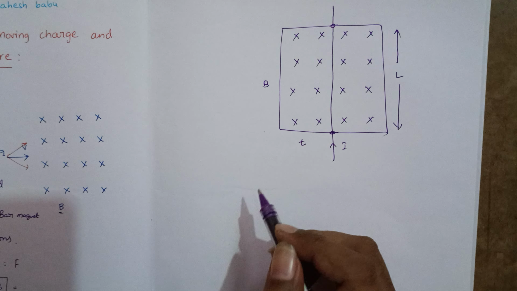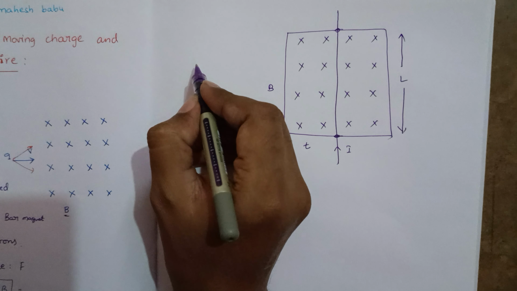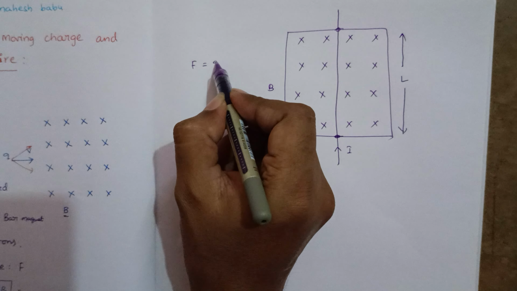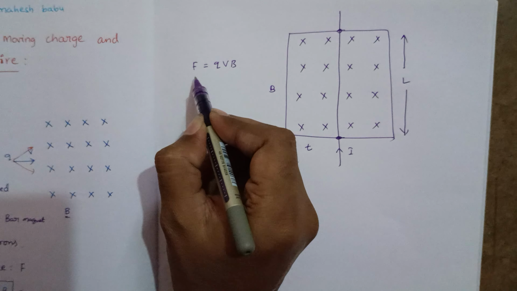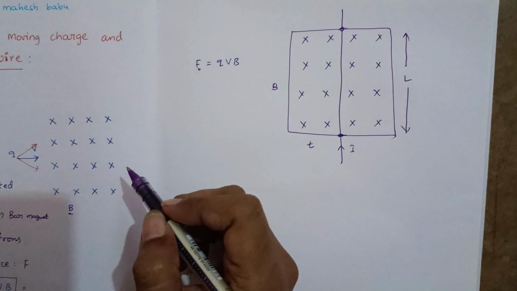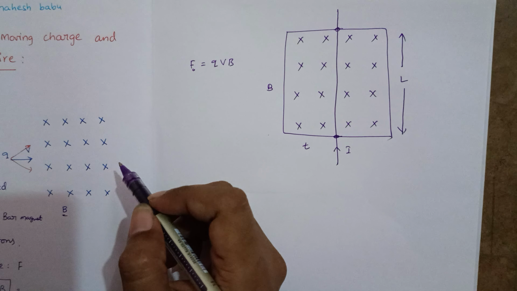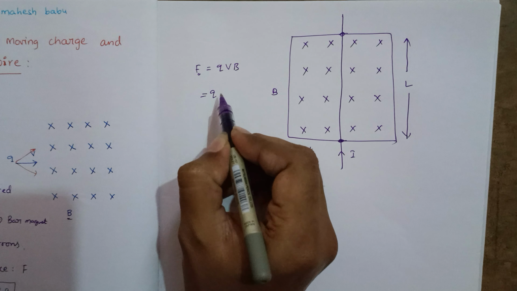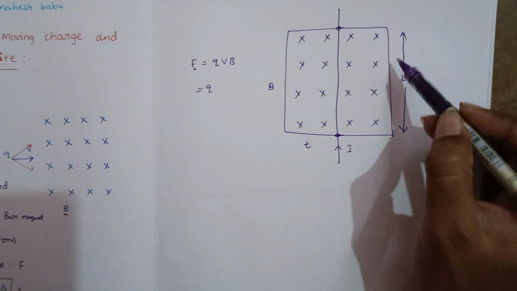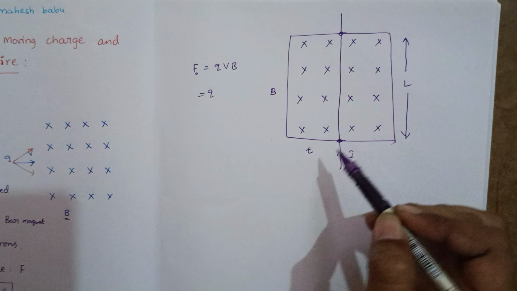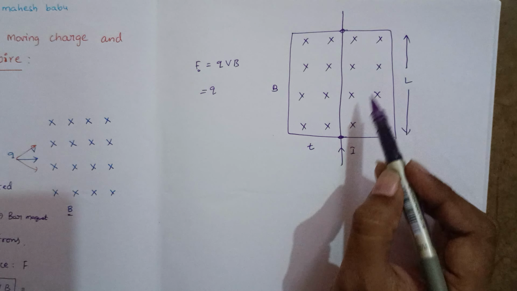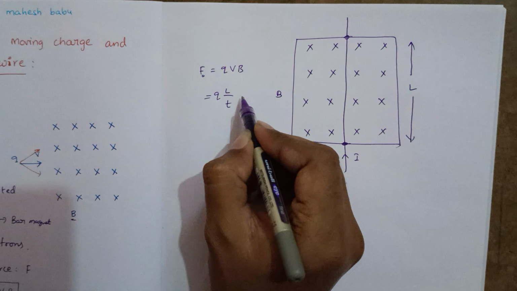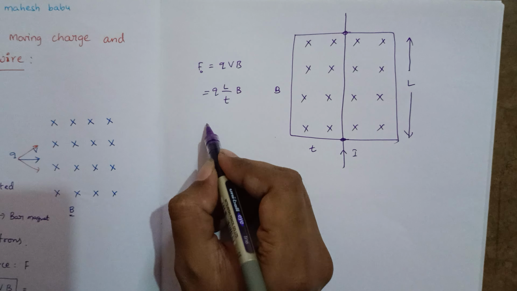Now the force is acting. Let us take that force F equal to, we have the formula, QVB. Now here, V means the length traveled by the charge in a time t, length by time, so F equals Q times L by t into B.